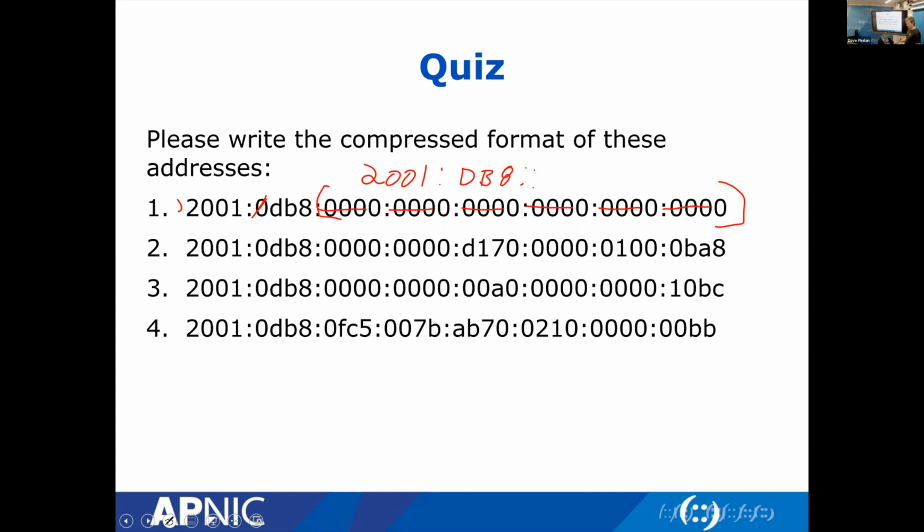We look at the second one. Someone's jumping ahead. Okay, let's go to the second one: 2001 0db8, quad 0, D170, quad 0, 0100, 0BA8. So it's a little bit trickier. But work through those rules. Delete your leading zeros. Squish up all the other zeros you can. And replace where you can.